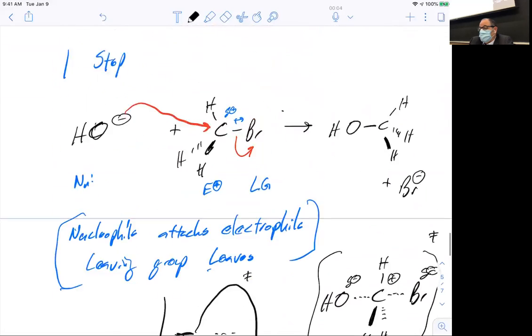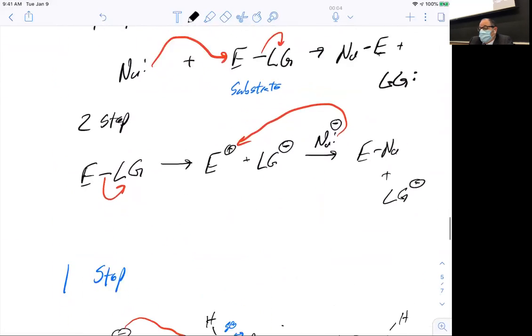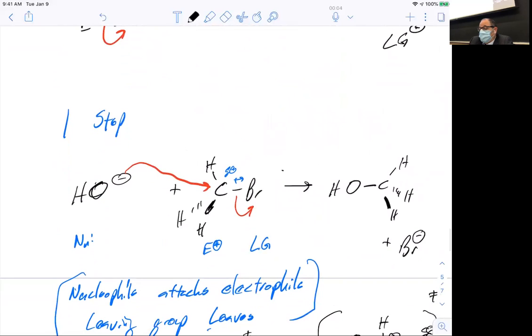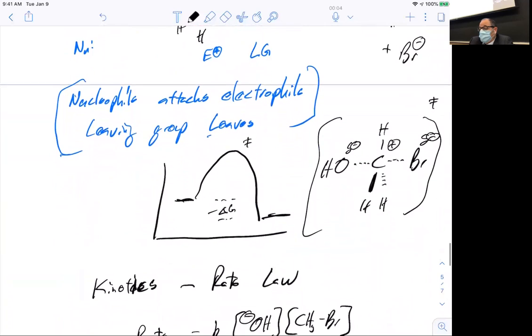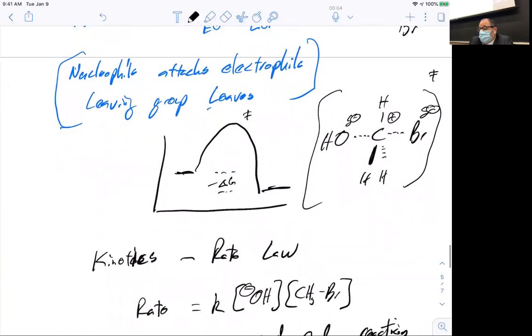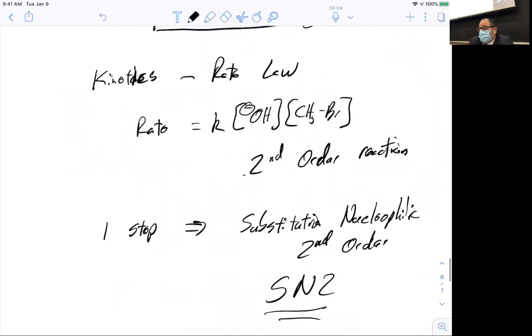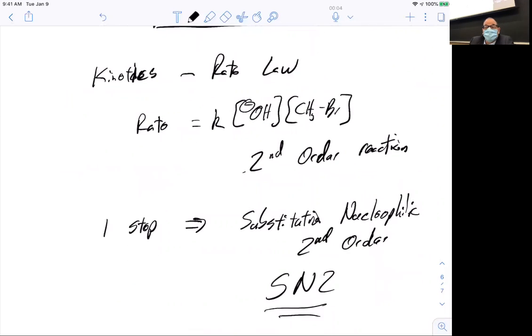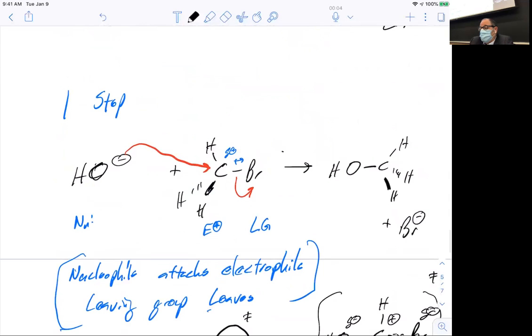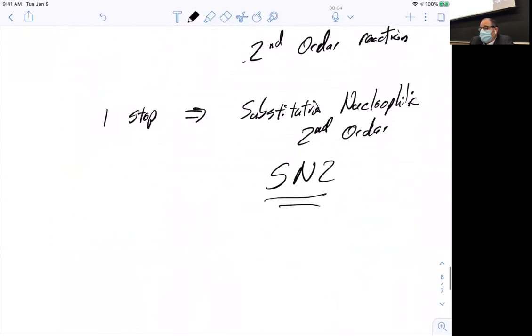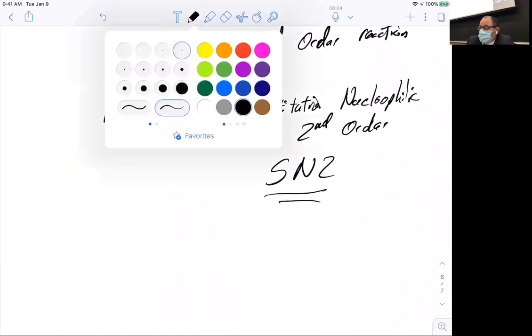It's an SN2 process. We have the nucleophile coming in, attacking the electrophile, leaving group leaving, right? All in one step, we get one transition state, and our rate law is second order. So therefore it's called an SN2 process. Now there's some other things that are important here. For this to occur, those electrons have to be put into something, right? And so one of the things that we need to know about this is our spatial arrangements.